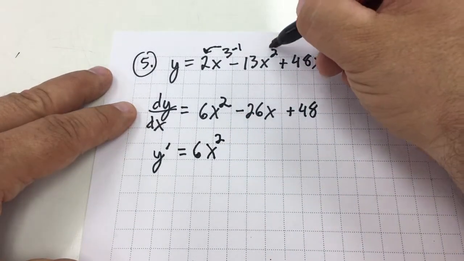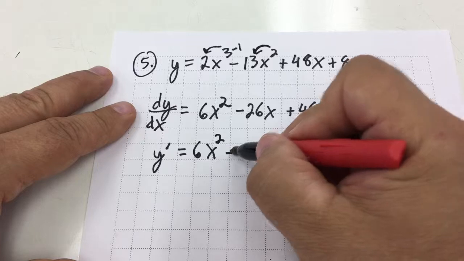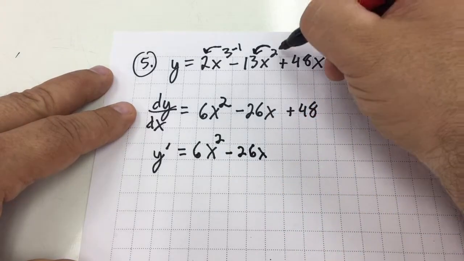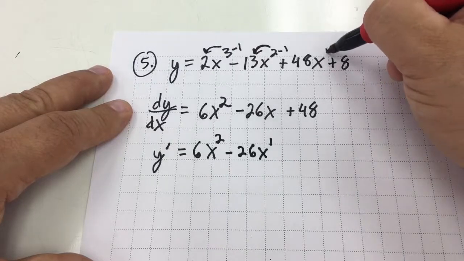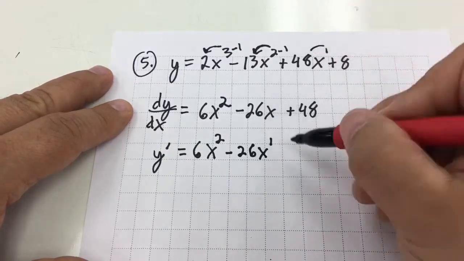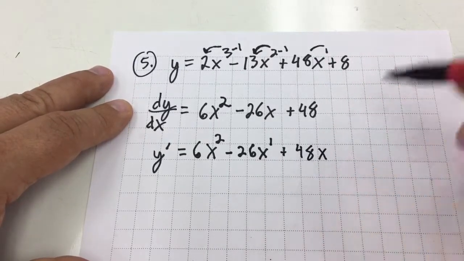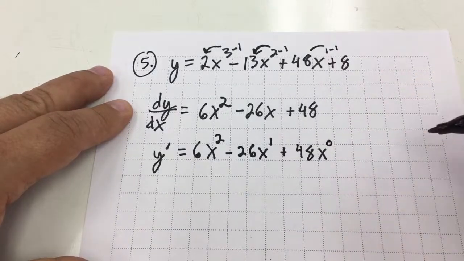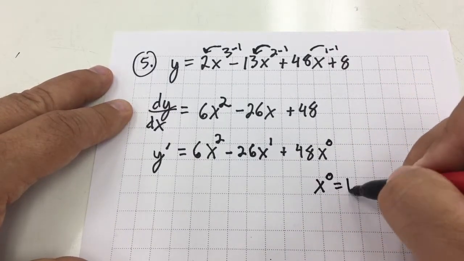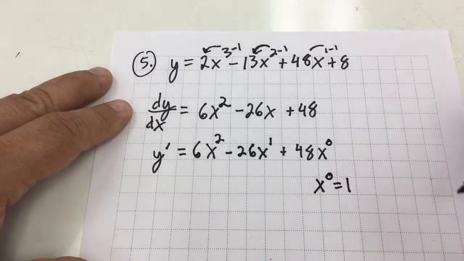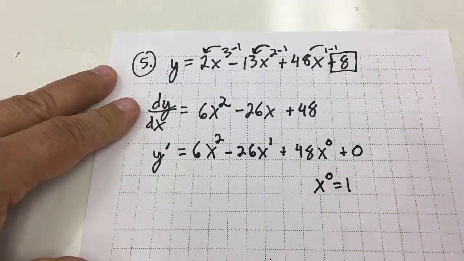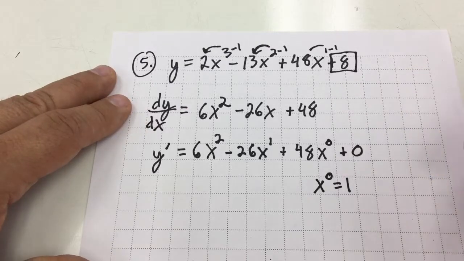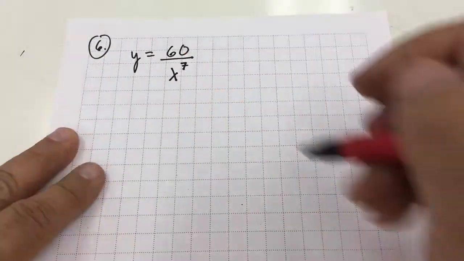I'm going to do the power rule for this term. So 2 times negative 13 gives me negative 26x. Then I subtract 1 from that exponent, and that gives me a 1, but notice I didn't need to write the 1. 48x to the first, that's technically a 1 there. I do the power rule, 1 times 48 gives me plus 48. x to what power? When I subtract 1, that gives me x to the 0, and I hope we all remember that x to the 0 equals 1. So 48 times 1 equals 48. And now, the derivative of any constant is 0. So my simplified version is 6x squared minus 26x plus 48.